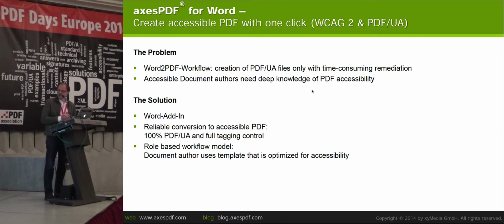And the other key feature is our role-based workflow model. So we put all the effort into the template. You can prepare the Word template with a lot of accessibility features. And the author only has to use styles in the common way. He has to add the alternate text, click the button, and the PDF UA file is finished.